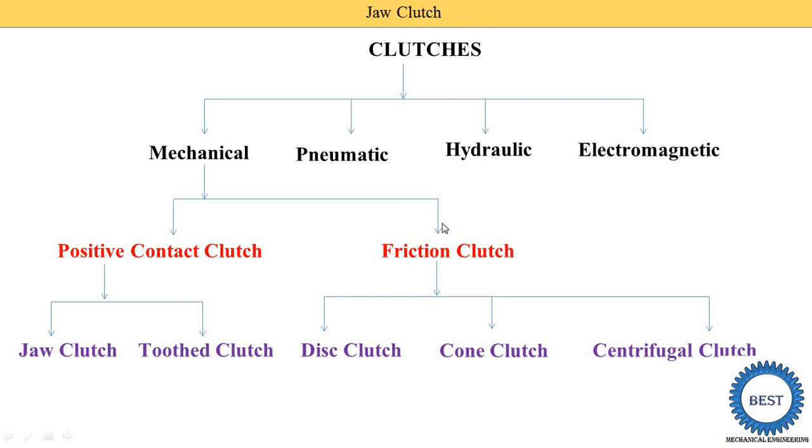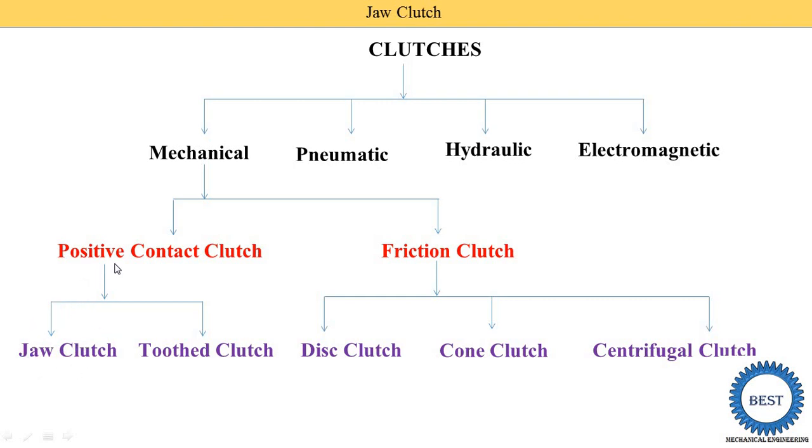In the last few videos, we discussed the friction clutches, that is disc clutch, cone clutch and centrifugal clutch. Now, I discuss the positive contact clutch. In a positive contact clutch, there are two types, jaw clutch and toothed clutch. In this video, I am discussing the jaw clutch.